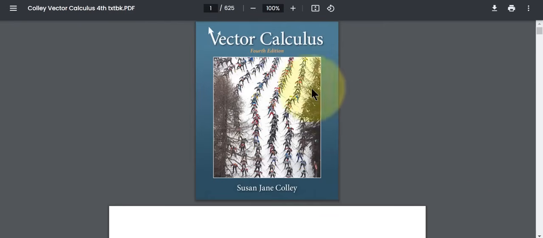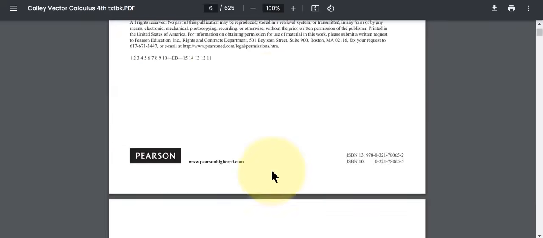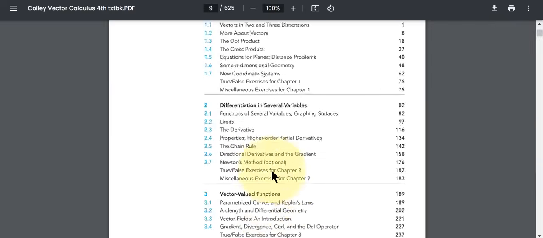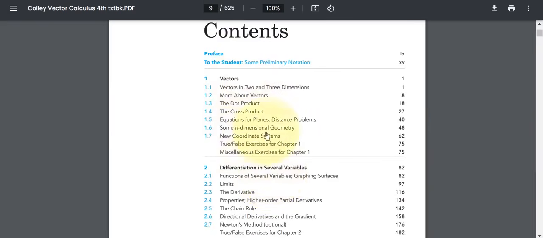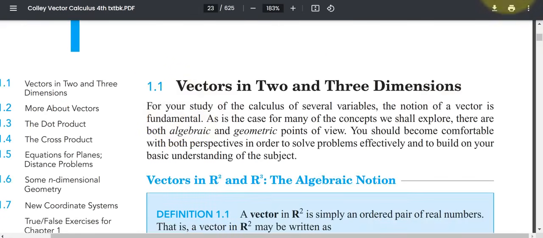Okay, we are going to discuss this book here. It's called Vector Calculus, by Susan Colley, and the table of contents looks like this, but we're only going to cover the first chapter, and actually we're only going to cover sections 1, 2, 3, and 5, probably not section 4. Okay, so this is chapter 1, section 1.